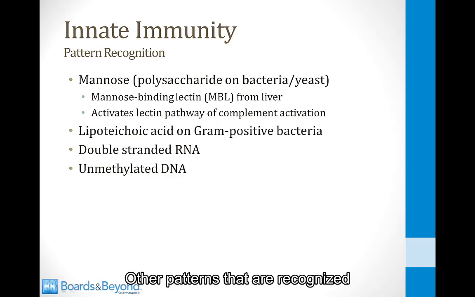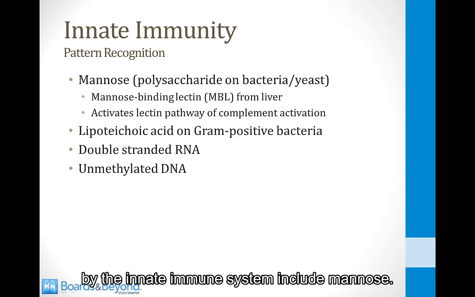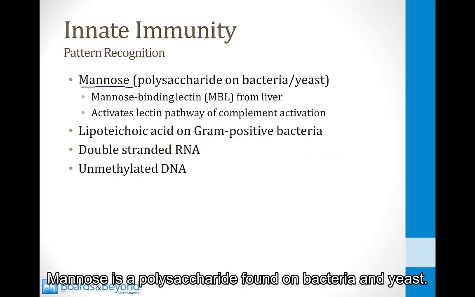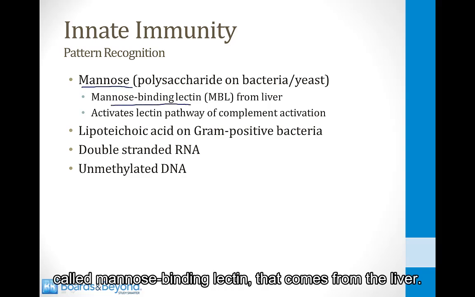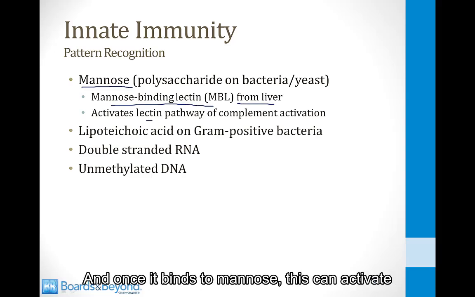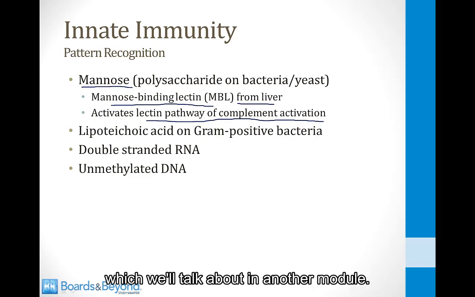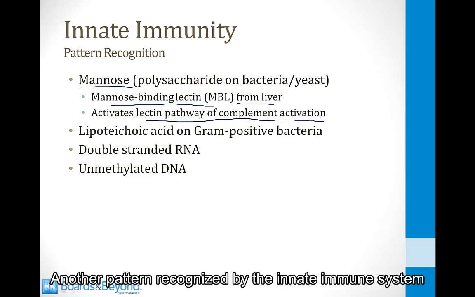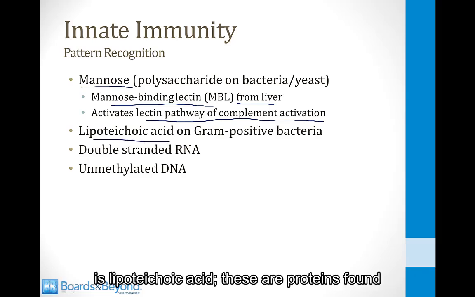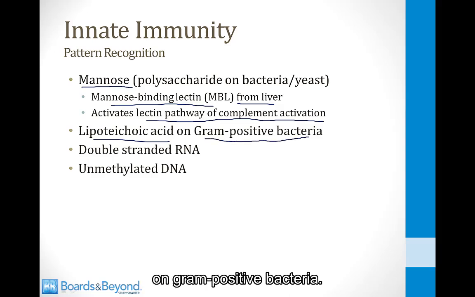Other patterns that are recognized by the innate immune system include mannose. Mannose is a polysaccharide found on bacteria and yeast. And there is a protein in the body called mannose binding lectin that comes from the liver. Once it binds to mannose, this can activate the lectin pathway of the complement system, which we'll talk about in another module. Another pattern recognized by the innate immune system is lipoteichoic acid. These are proteins found on gram-positive bacteria.